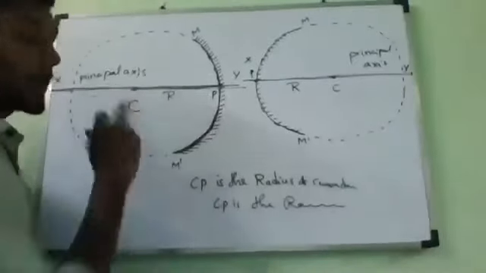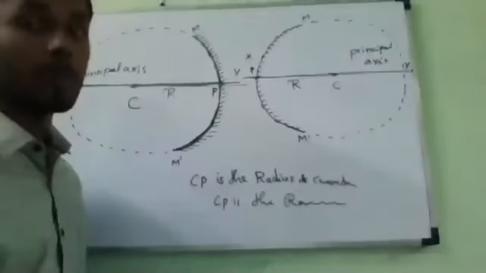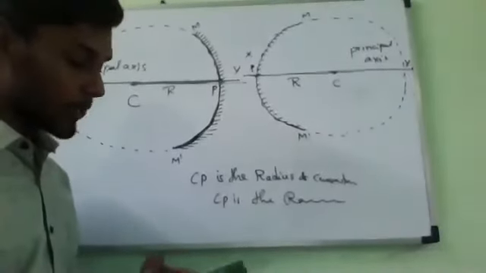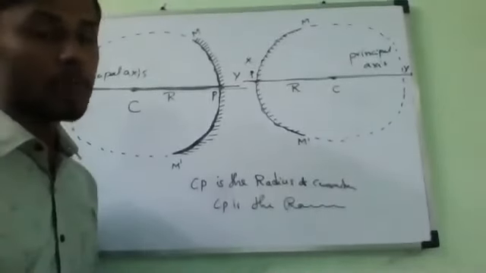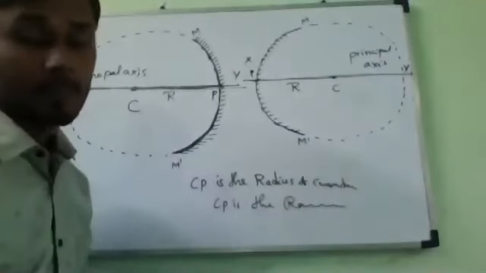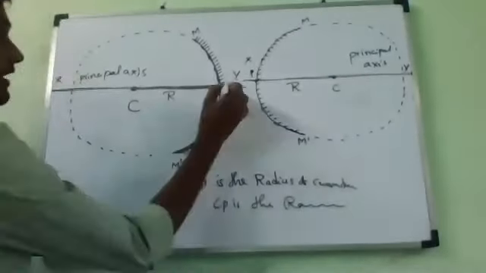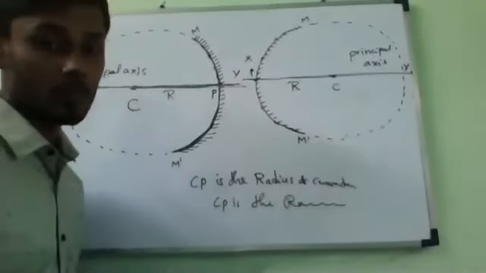Sir, is pole capital P or small? This is capital P, pole is capital P. Principal axis is always represented with X and Y. You are not supposed to write P for it. Pole we should represent with a capital P, and principal axis is represented with X and Y, because principal axis will come on this side and this side also. Understand, Ashika? Yes, sir. You should remember that.